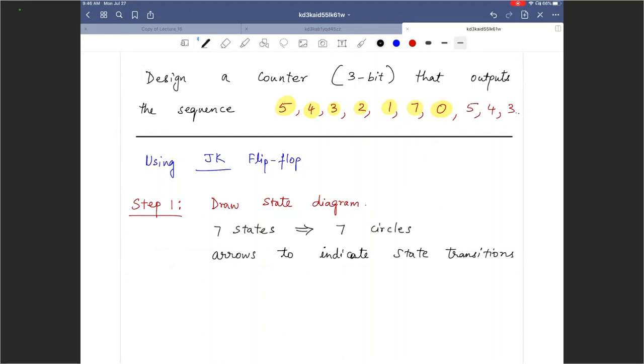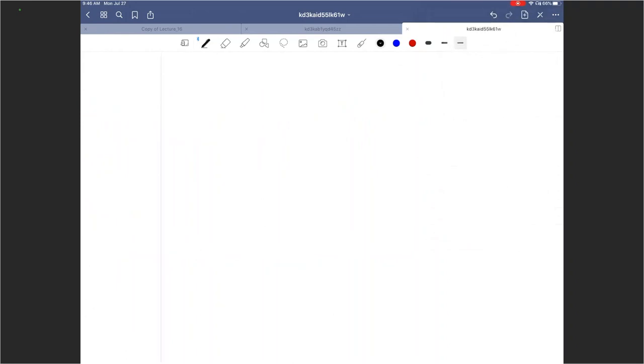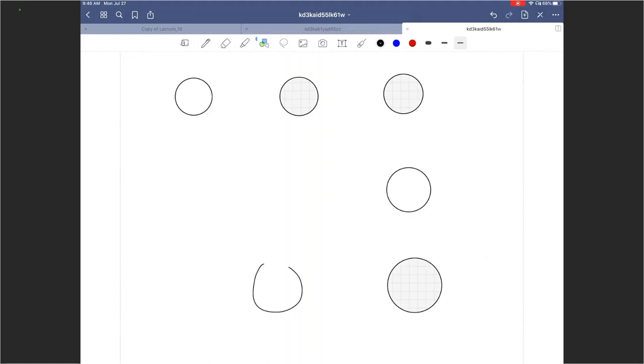So on the next slide, I'm going to complete this step. And I have the counting sequence from here. So I'm going to add this. I need 7 circles. Let me draw the circles in black. So let's see. I have 1, 2, 3, 4, 5, 6, and 7. I think that's it, right? I've got 7 circles here. And let me call these guys the states.